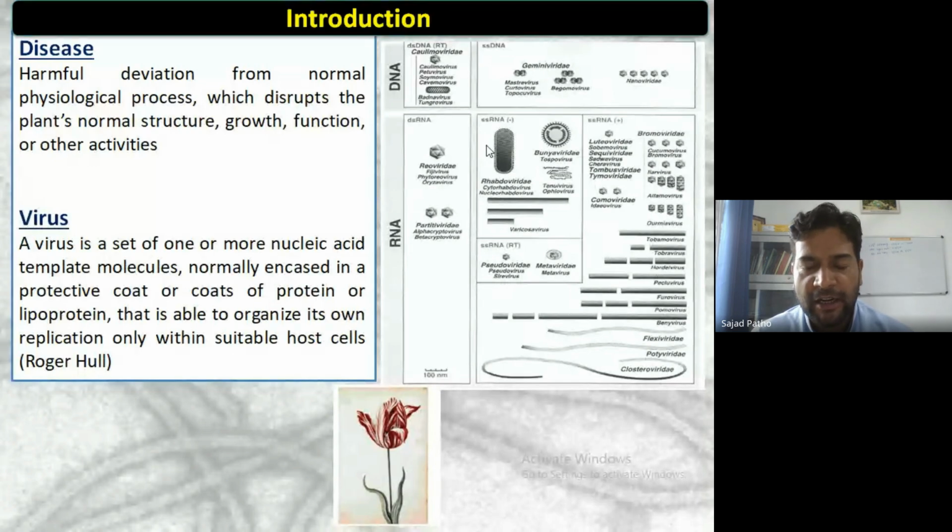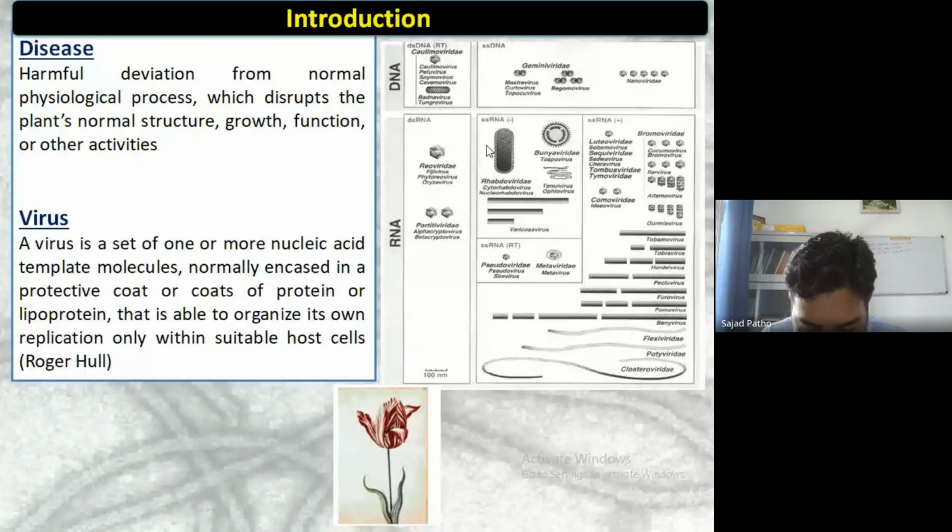Similarly, there are a number of pathogens which are causing these diseases. A pathogen is an entity which is responsible for causing the disease. Among the pathogens, we have fungus, bacteria, viruses, phytoplasma, protozoans, and algae. A number of pathogens cause disease in plants, animals, and humans. Among them, a very important entity is the virus.